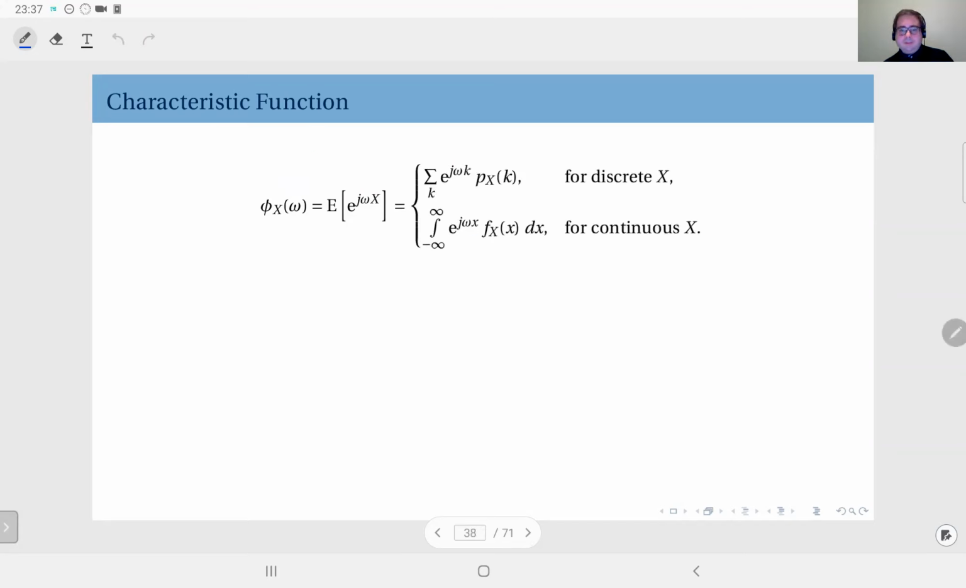And of course, in detail, we can formulate this for discrete random variables. We have the expected value of this function as summation over all possible outcomes, e to the power j omega k. K here is the outcome, each outcome, weighted by the corresponding probability at k. And for continuous distributions over the entire real line, the function e to the power j omega x weighted by the PDF and integrated over the entire real line.